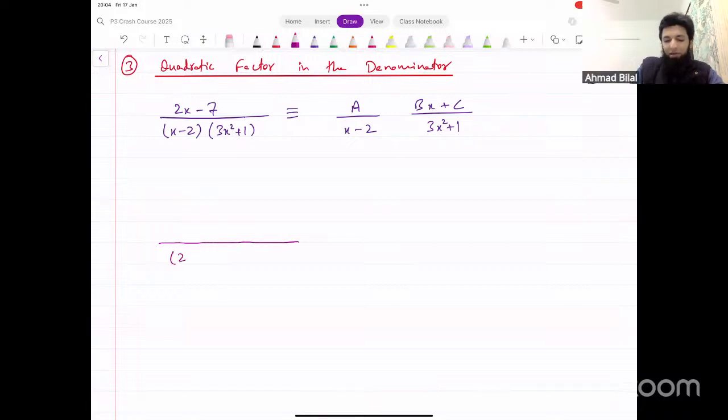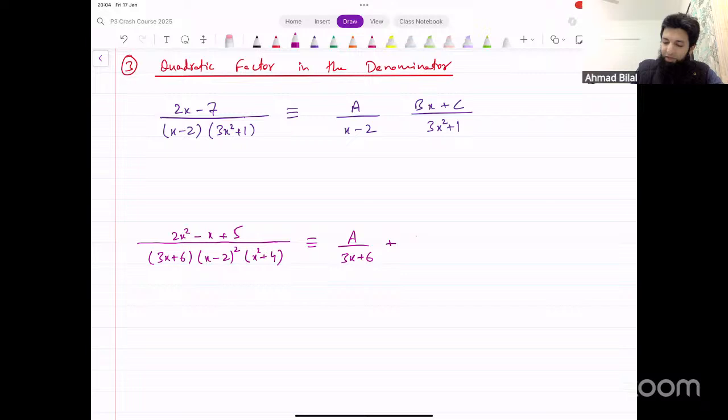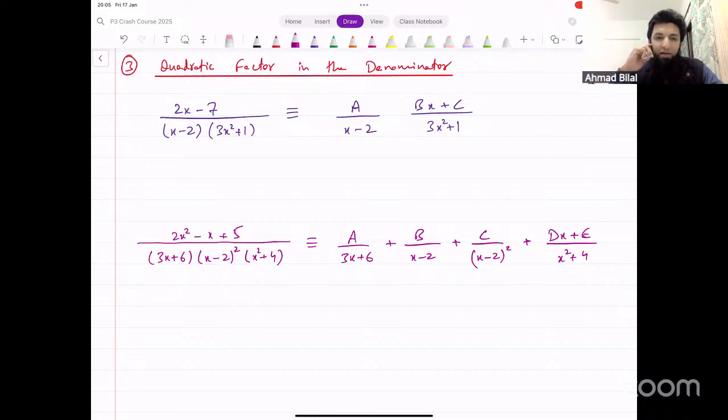For instance, if you have factors like this in the denominator, 3x plus 6, x minus 2 whole squared, and x squared plus 4. What about this now? What are going to be the partial fractions for this? And in the numerator, let's say I have 2x squared minus x plus 5. For the non-repeated linear, it will be a over 3x plus 6. For the repeated linear, we would say we have two fractions, one with power 1 and another with power 2. And then for the quadratic factor, we have dx plus e, one x term, one constant. And in the denominator, we have x squared plus 4. This is the form that we could get in this case.